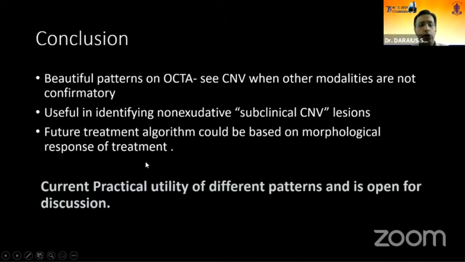So I would just like to conclude that today we have seen some beautiful patterns on OCTA, and we can see the CNVM where other modalities may not be so useful. We can even pick up these non-exudative CNVMs, which are subclinical, and maybe future algorithms will be based on the morphology of these lesions. So thank you very much.